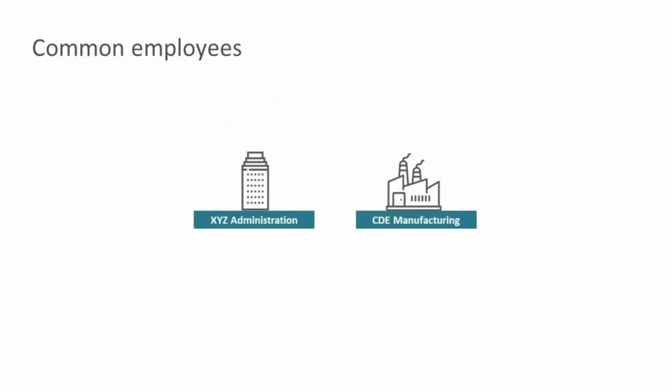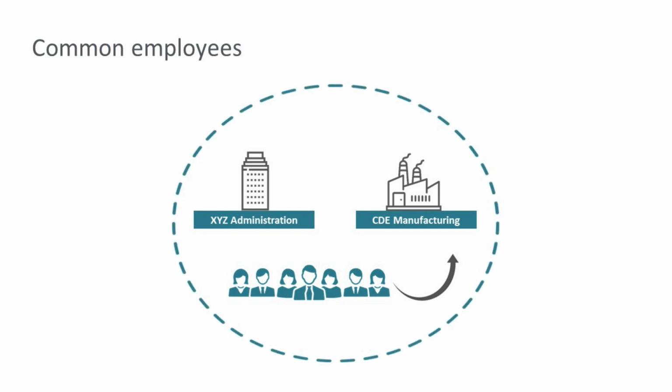Let's take a look at a very simple example of common employees. Here we have two businesses. The business on the left provides administration services. The business on the right is a manufacturing company and their employees produce widgets. The two businesses have an agreement where the employees of the XYZ administration services also provide administration services to CDE manufacturing. These two businesses form a payroll tax group because they interuse employees.